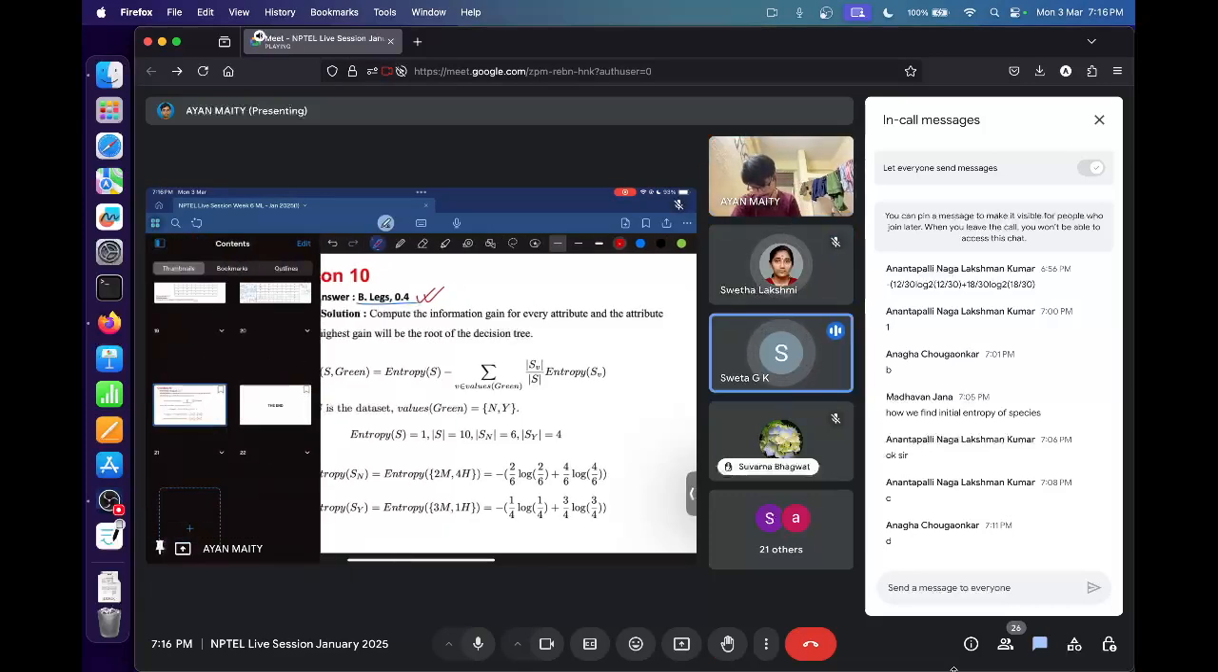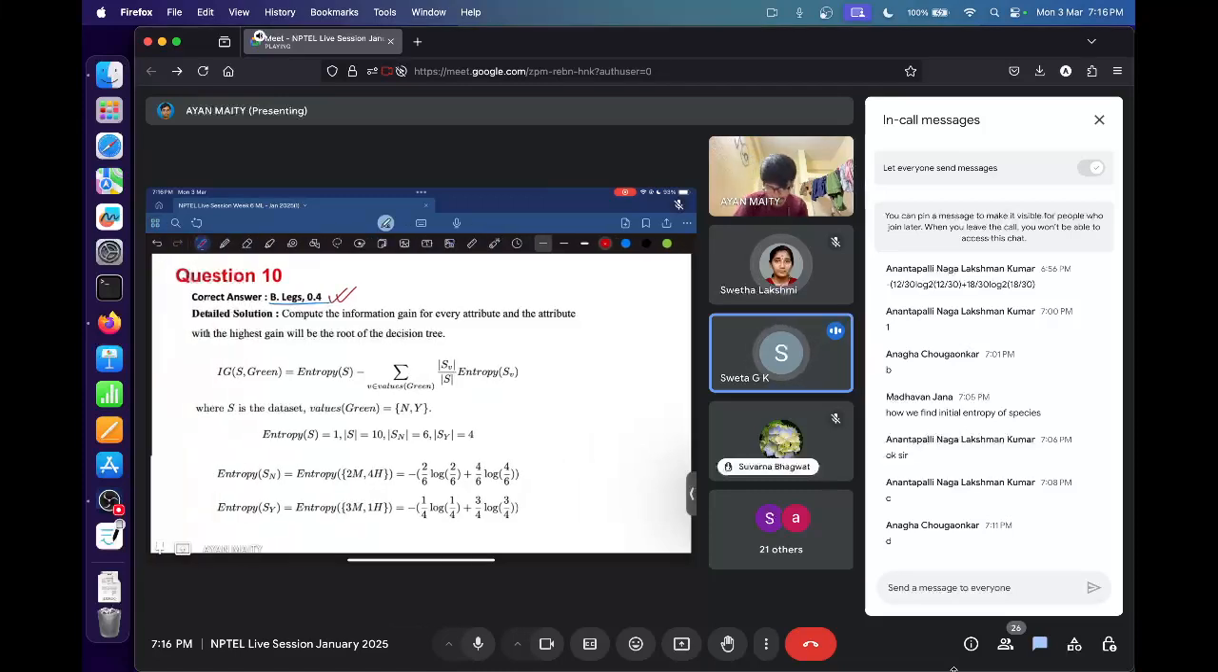Sir, 1 minute, sir. We are only calculating for the green, sir. Yeah, here I have shown only for the green, but you have to repeat this process for the other attributes as well, only for the input attributes. After repeating, we need to find the highest value among them. The first attribute with the highest information gain value. So this information gain you have to compute for each of the input features. Then the attribute with the highest information gain would be the root. Yes, sir. Thank you, sir.